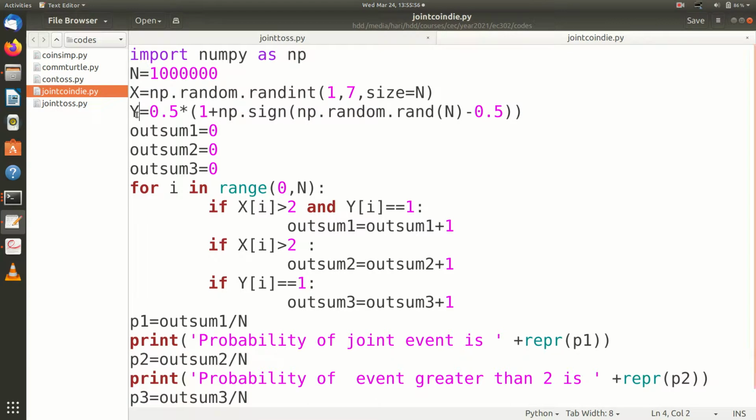Then I multiply by 0.5, so that this y will be a random array of zeros and ones. Okay, this you can test.